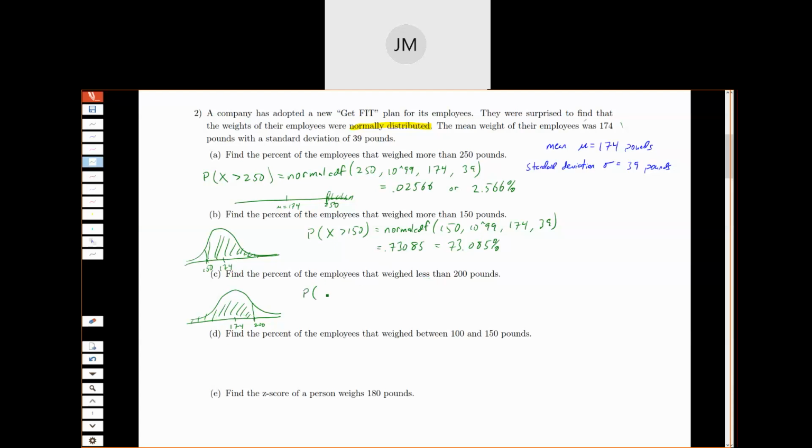So I want the probability that my random variable is less than 200. I'm going to type in normal CDF, where 200 is my upper value and I go down forever. Weights of employees can't go below 0, but a normal distribution can. So just to make sure that we include all the probability down there, we're going to use negative infinity. I'm going to use negative 10 to the 99 as my lower value, and 200 is my upper value.